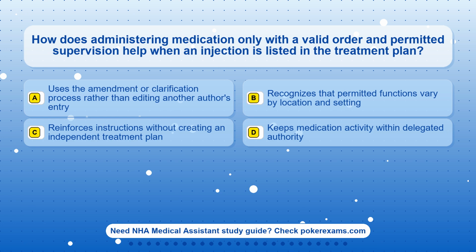Question 15. How does administering medication only with a valid order and permitted supervision help when an injection is listed in the treatment plan? Option A, uses the amendment or clarification process rather than editing another author's entry. Option B, recognizes that permitted functions vary by location and setting. Option C, reinforces instructions without creating an independent treatment plan. Option D, keeps medication activity within delegated authority.